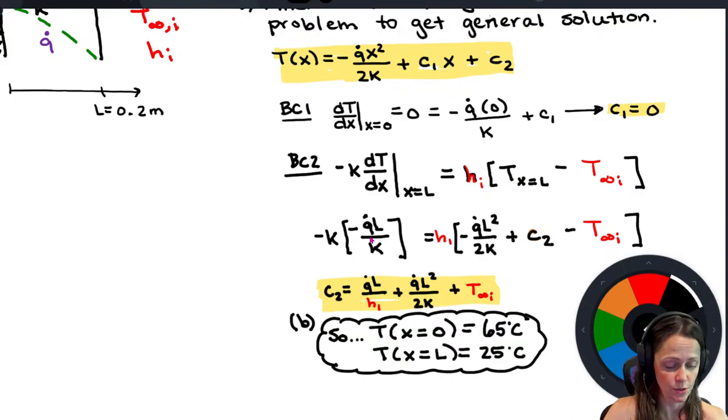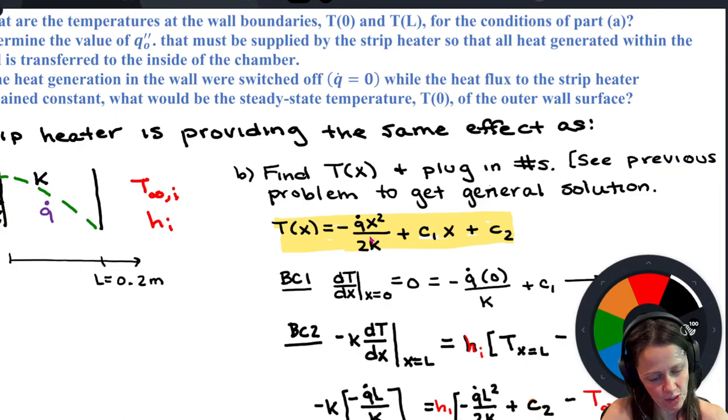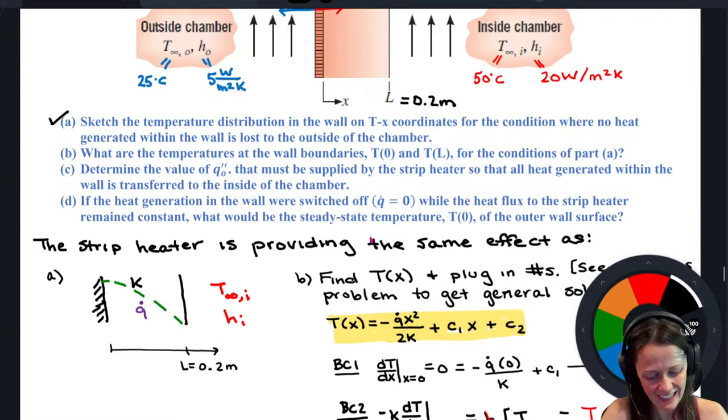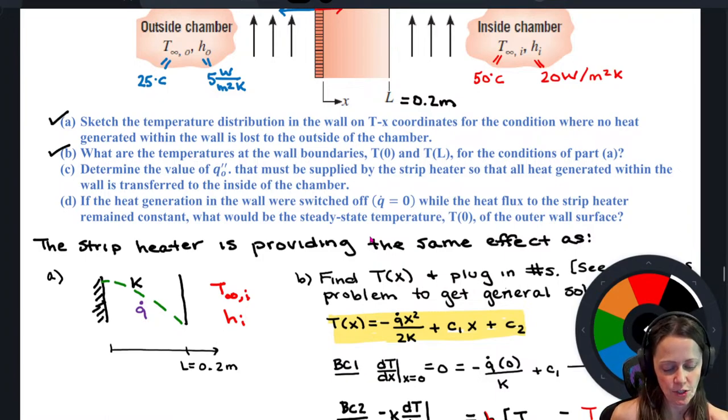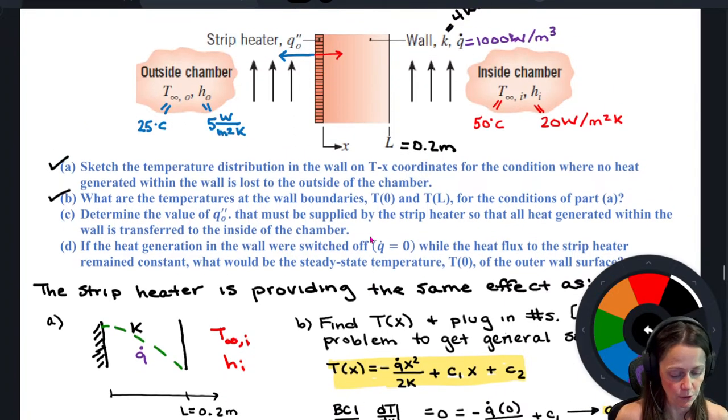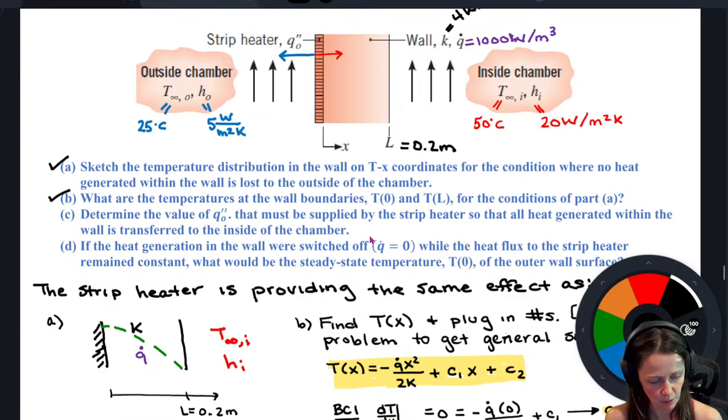All right, so let's go back to the problem statement because I just blasted on ahead. So now we want to determine the value of that q double prime. So we're going back to our figure up there. We want to find that value that has to be supplied by the strip heater so that all the heat generated within the wall is transferred to the inside of the chamber. What they're asking is, what is the value of that q double prime such that it's just going to negate the q by convection?